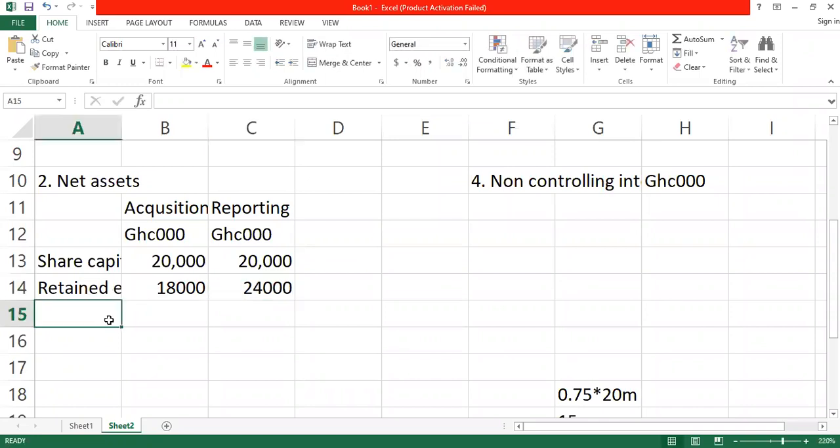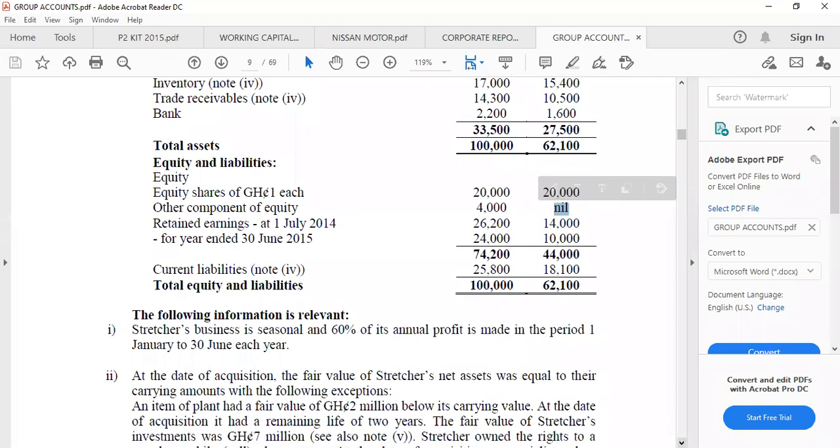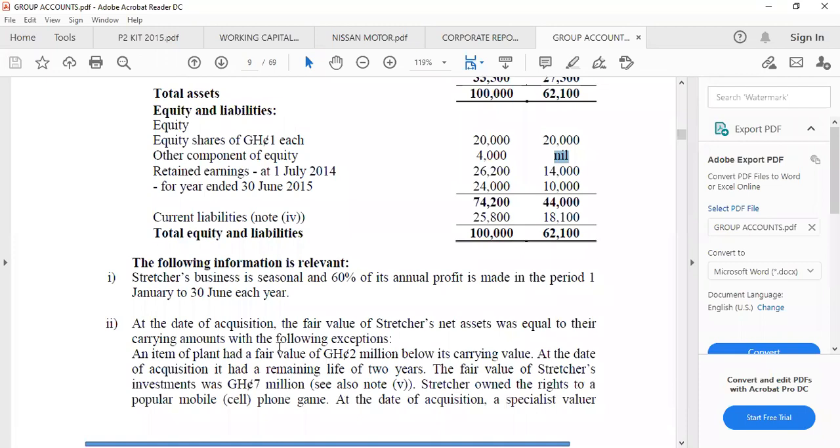The only thing is, let's see whether we have any other component of the equity there. Other component of equity, the subsidiary is not having any, isn't it? So let's come to additional information 2.